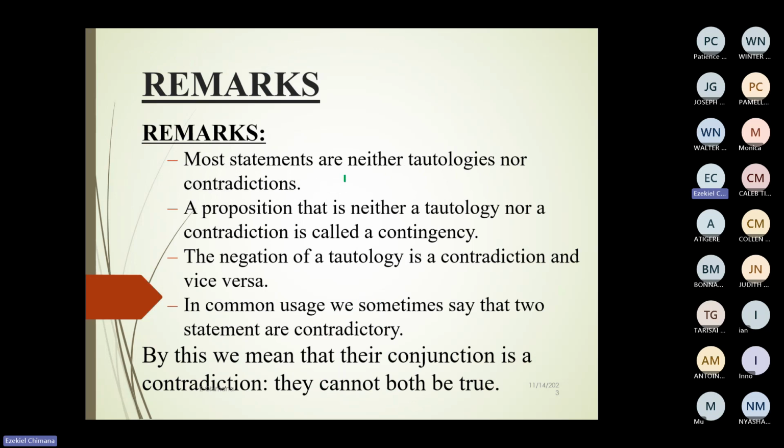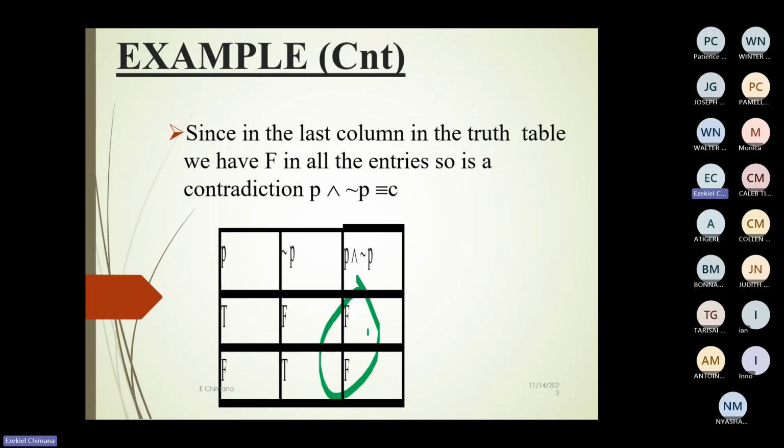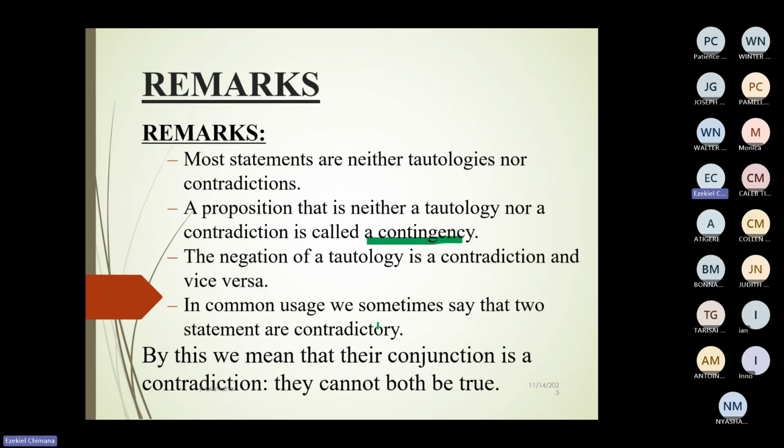So the remarks: most statements are neither tautologies nor contradictions. A proposition that is neither a tautology nor a contradiction is called a contingency. In other words, it has some mixture of values in the critical column, some false and some true. That's what we call a contingent statement.